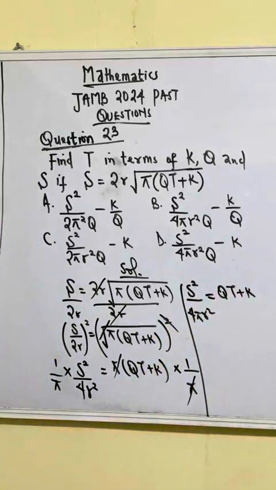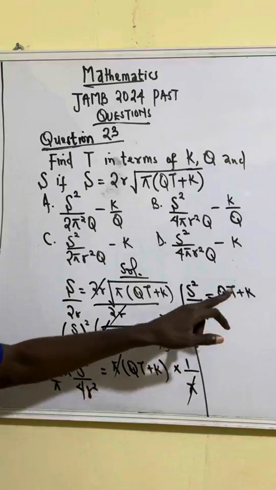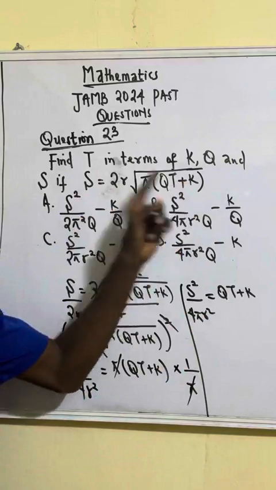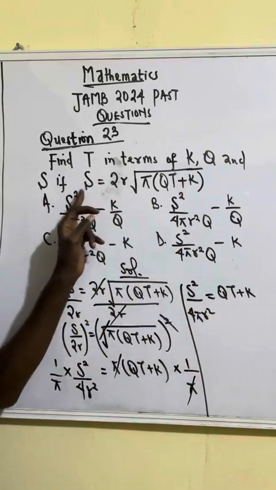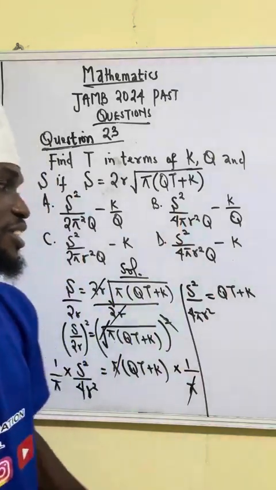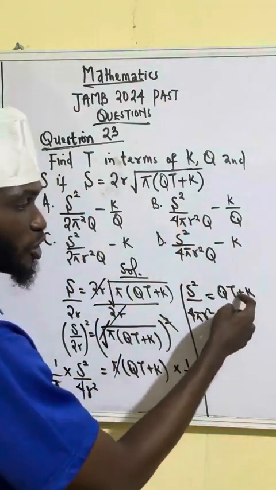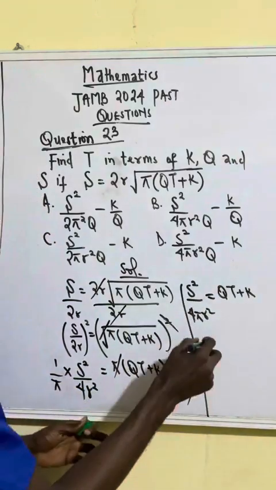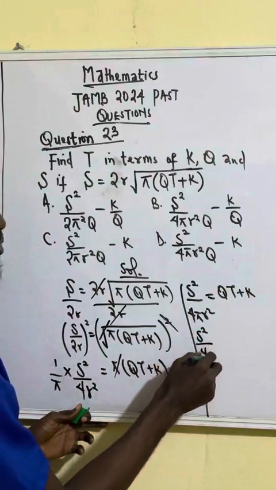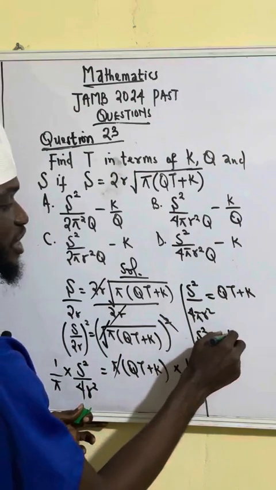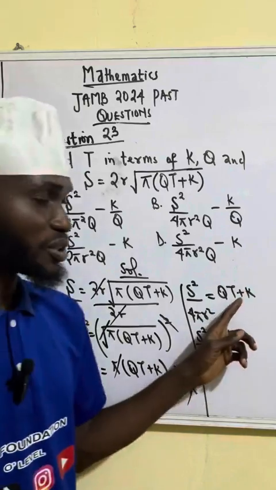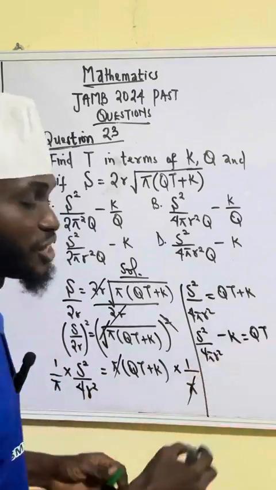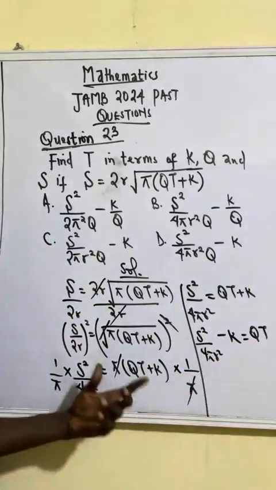Don't forget our aim. Our aim is to make T the subject of formula. You know what we started with? We started with S equal to this. So we now want T to be written as T equal to something. So we are getting there. The next thing is to look for a way to remove this K. So if you subtract K from both sides, or you move K to this other side, you have S squared all over 4 pi R squared minus K, because initially it was plus K. When it moves to the other side, it becomes negative, and then we have QT here.